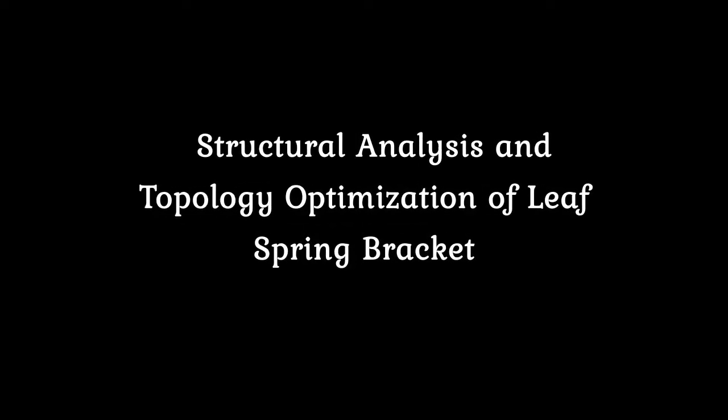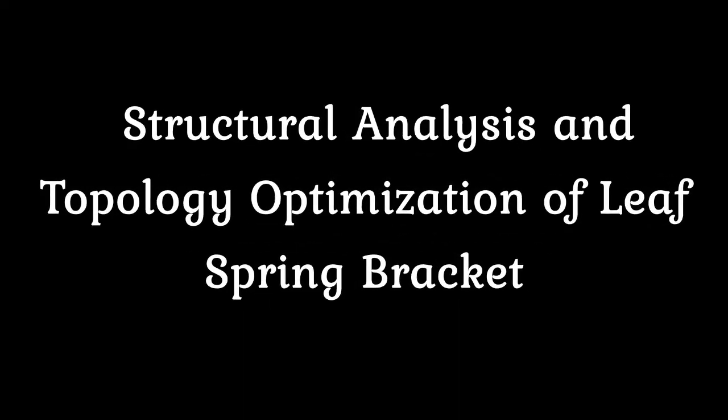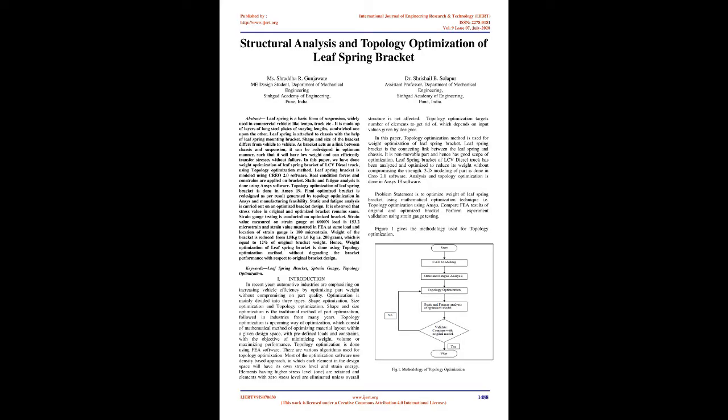Structural analysis and topology optimization of leaf spring bracket. Abstract: Leaf spring is a basic form of suspension, widely used in commercial vehicles like tempo, truck etc. It is made up of layers of long steel plates of varying lengths, sandwiched one upon the other.